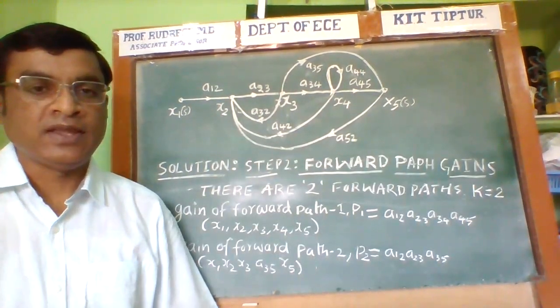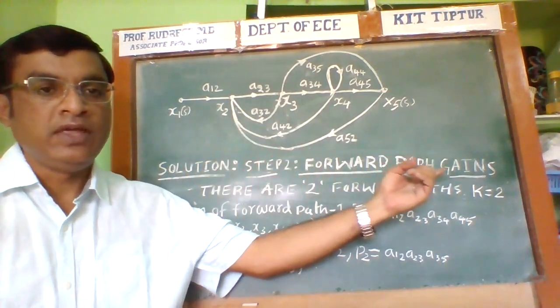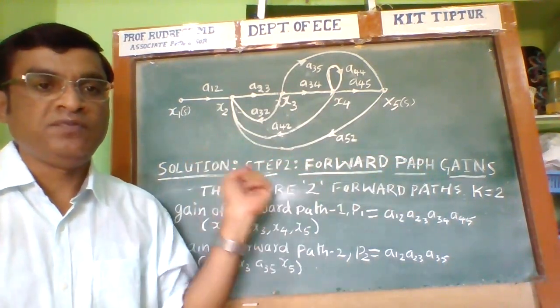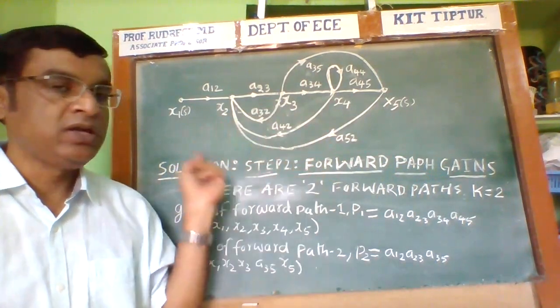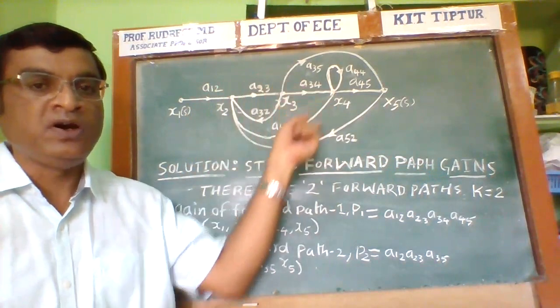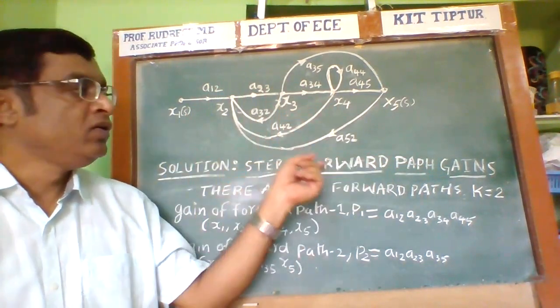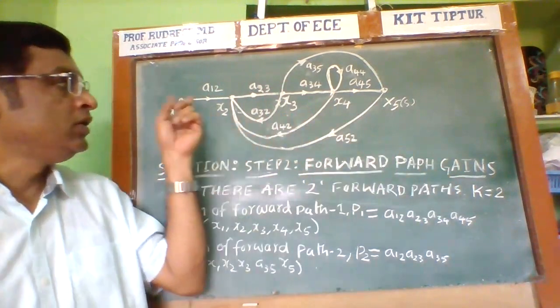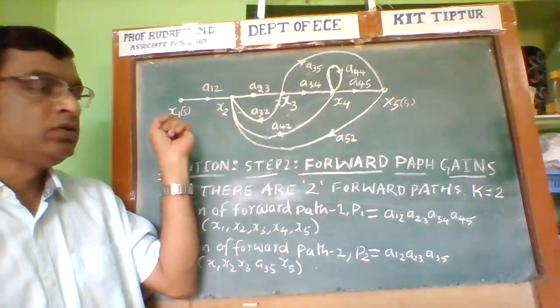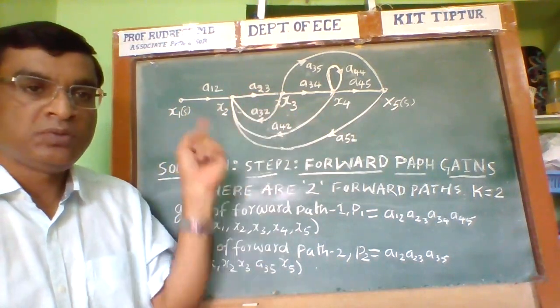In step two, we calculate the forward path gains. In this step, we need to identify the number of forward paths from the graph and then calculate the forward path gains. After observing the graph, there are two forward paths.